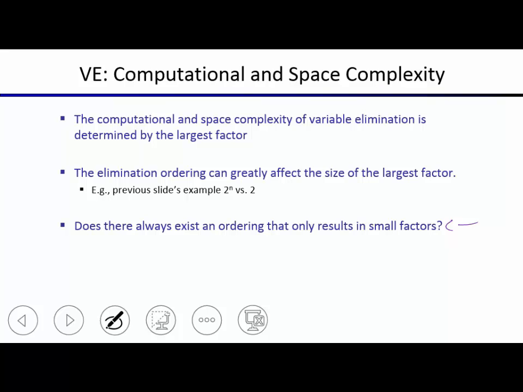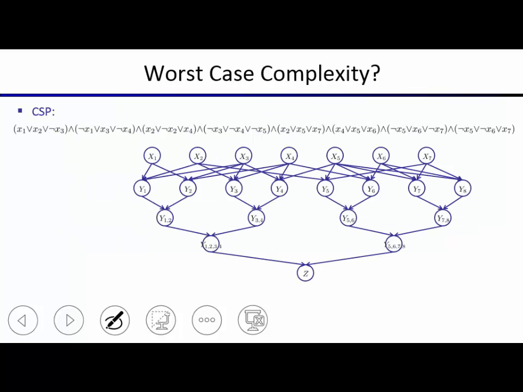Is there always going to be an ordering that results in small factors? Or is it possible that you run this search and the best ordering you find is still one that generates a factor along the way that's really large, right? That's a reasonable question to ask. So the answer is, you're not guaranteed that your optimal solution is a cheap solution. It could be that you're given a Bayes net and every possible ordering will be expensive. Okay? Here's how we're going to show that.